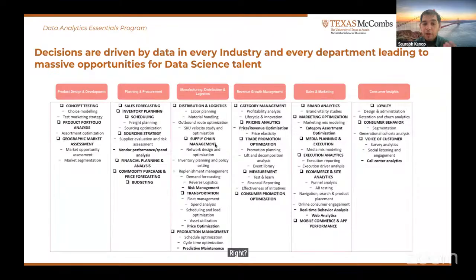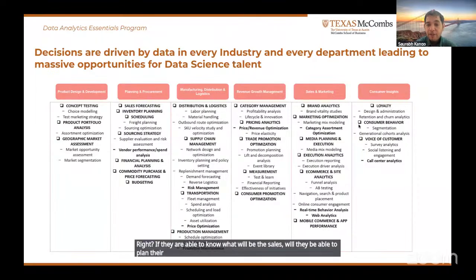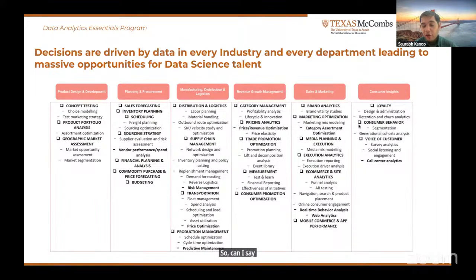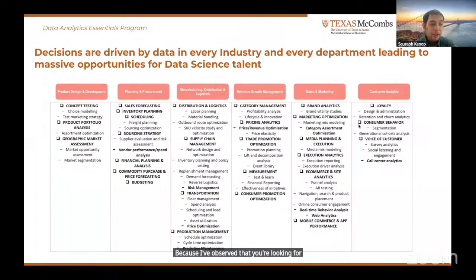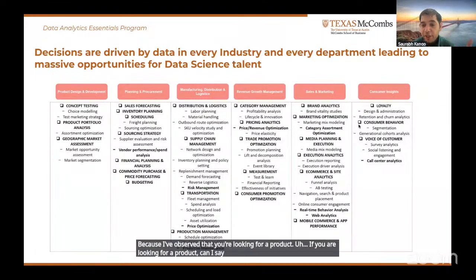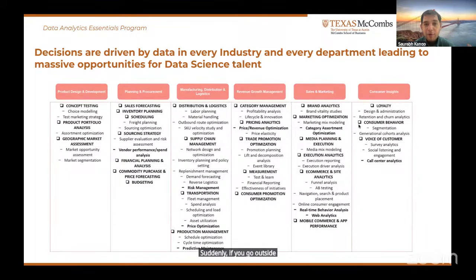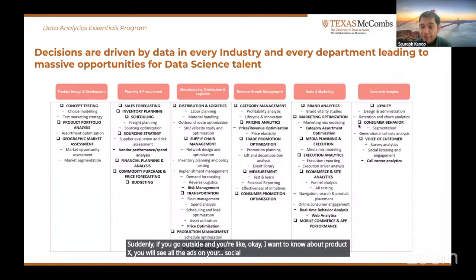If they are able to know what will be the sales, will they be able to plan their categories better? Which categories they need to focus on? What should be the price of the product? So can I say in pricing, again, a lot of data goes into that. Correct. In sales and marketing, do you think nowadays, if you see an ad, can I say it is a targeted ad? Because I've observed that you're looking for a product. If you are looking for a product, it should reach out to the right person at the right time in the right channel. Suddenly, if you go outside and you're like, okay, I want to know about product X, you will see all the ads on your social media feed, right? So again, that is using data.